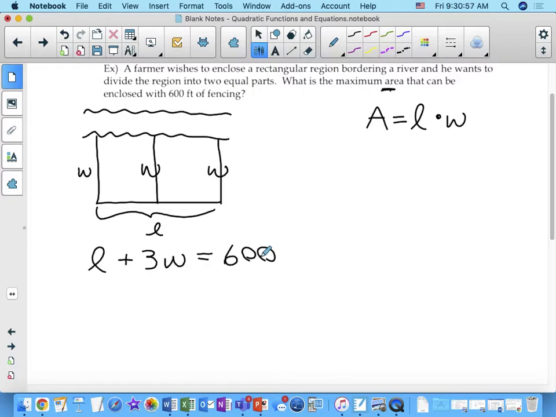Okay, now we have a problem with our area. Area is what we want to maximize, right? So we actually want area to be a quadratic function because quadratic functions have a maximum point. But the problem with this function as it is, it's got too many variables. Area is a variable, length is a variable, and width is a variable. So how could we use this to help us?